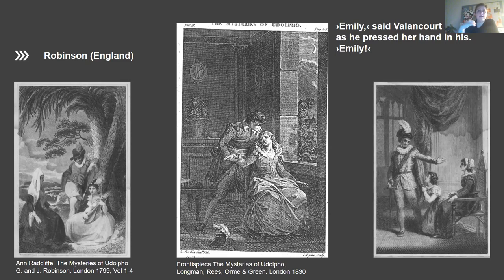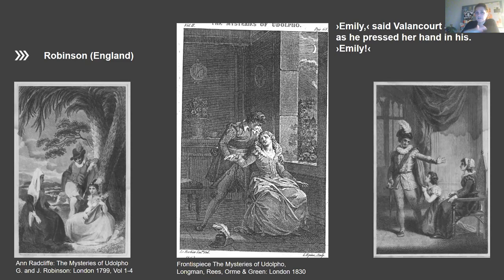And Valancourt says, "Emily," said Valancourt at length, and he pressed her hand in his, "Emily." So this is very passionate. And this is very romantic, maybe one would say. If we would come across this illustration and this subtext, you would never think that the whole book is about Emily and her adventures, but maybe that it is a romance or a book about Valancourt. So you see that there is also a switch in tone and a switch in who's the dominant figure and who we think is the protagonist of the story.